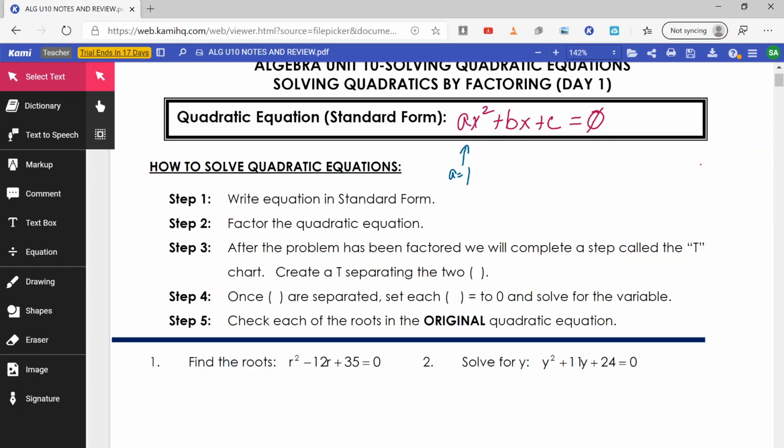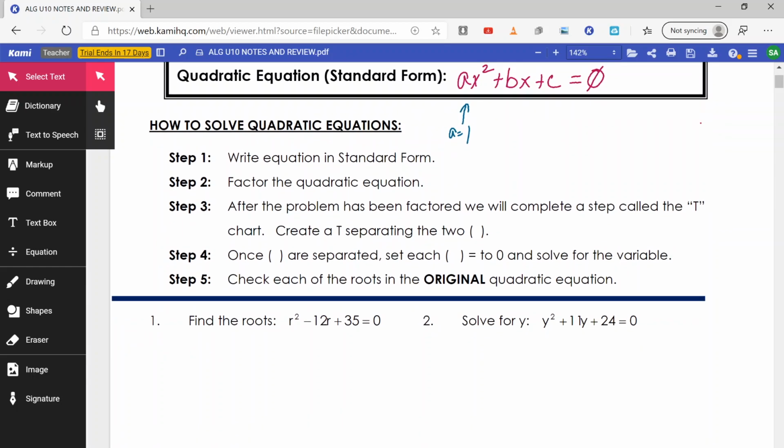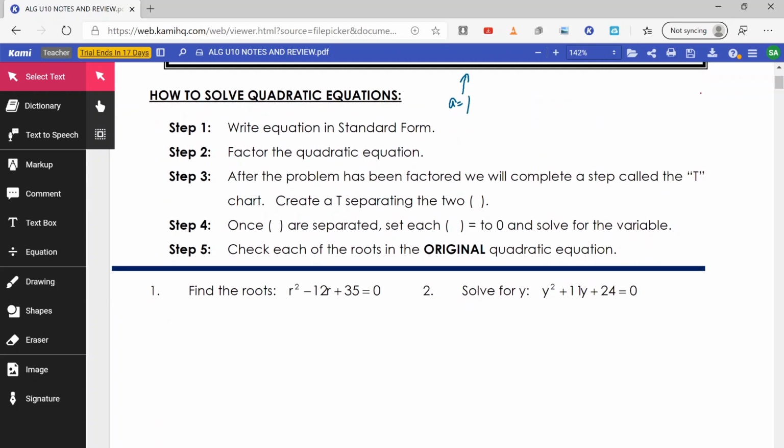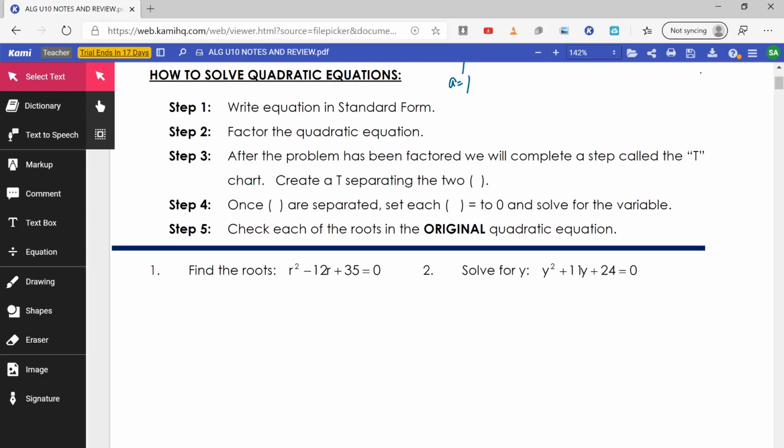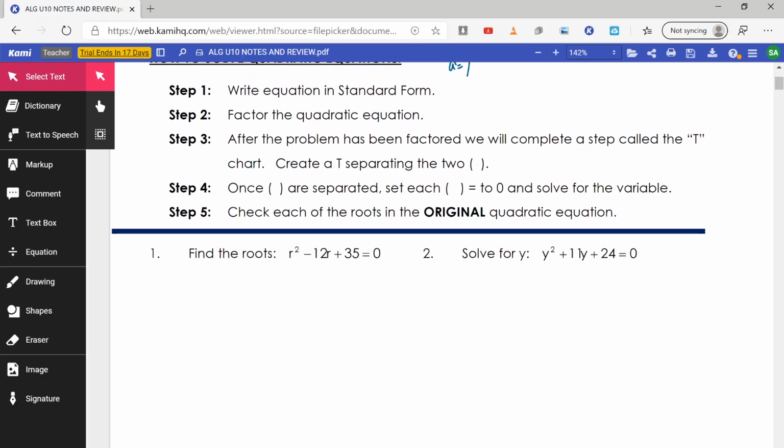So what they like to do is they like to use different wording. Like if I look at numbers 1 and 2 here, notice it says number 1, find the roots. Number 2, it says solve for y. It means the exact same thing. They just like to change the wording even though it means the same exact thing. So find the roots of r squared minus 12r plus 35 equals 0.